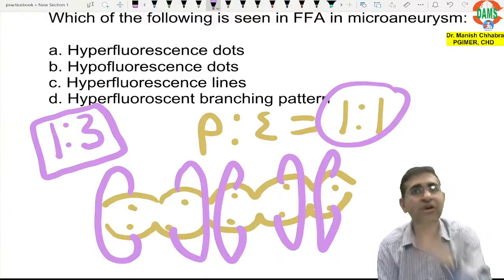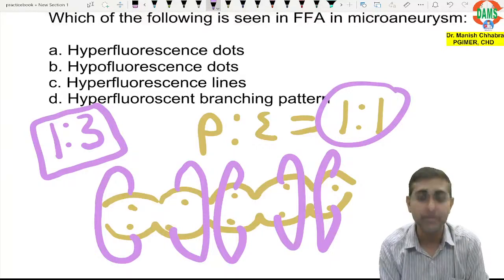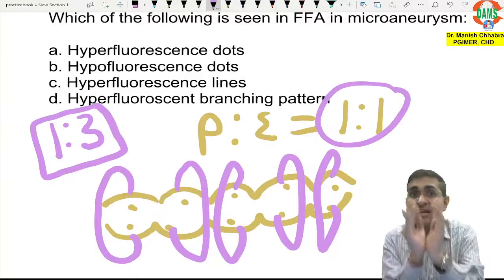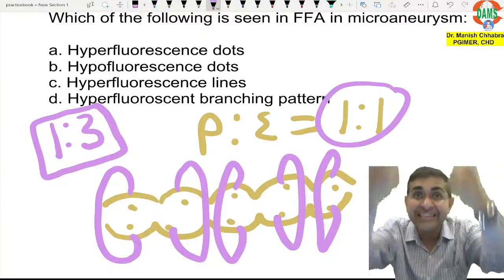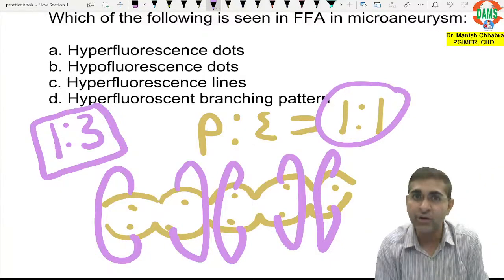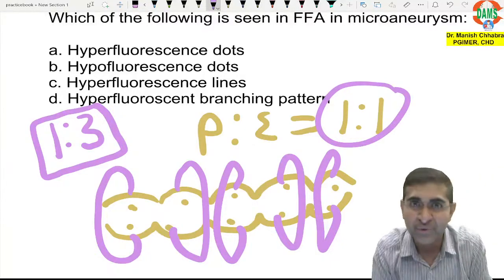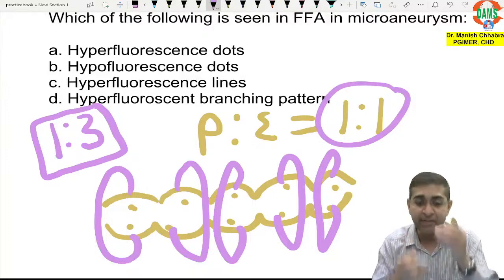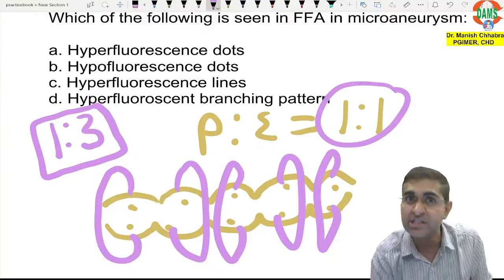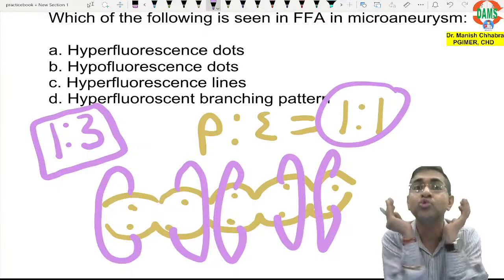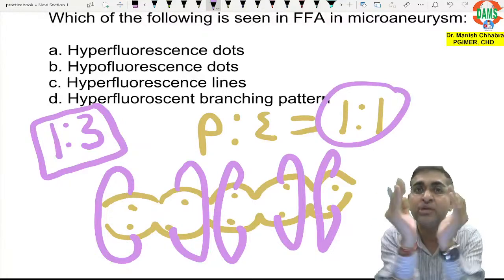Of course, one pericyte for one endothelium. But what if one pericyte is forced to hold 3 endothelium at once? It will not be able to hold that. So as a result, there will be development of microaneurysms. Microaneurysms are protrusions in the microvasculature.